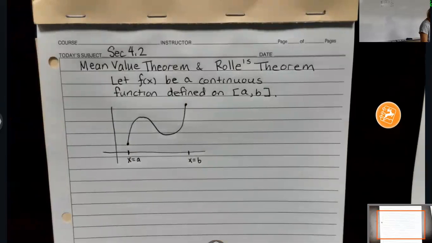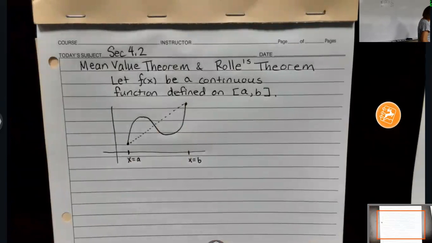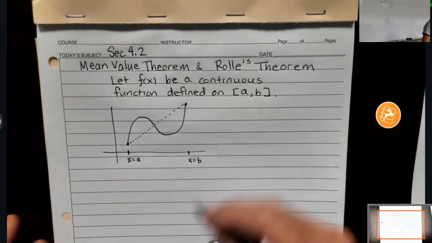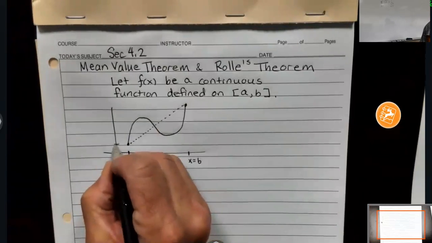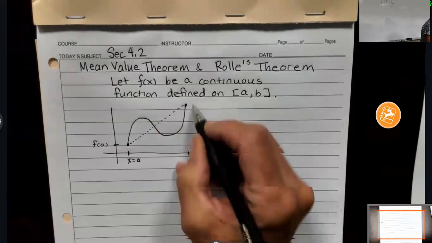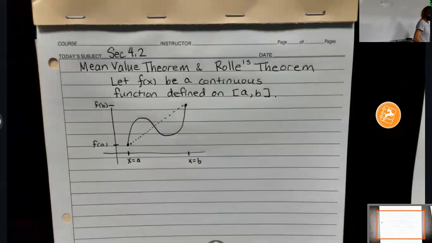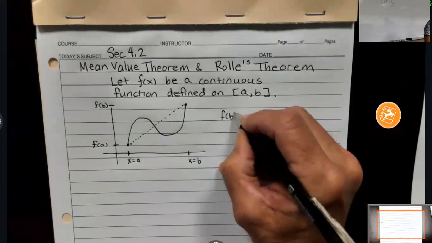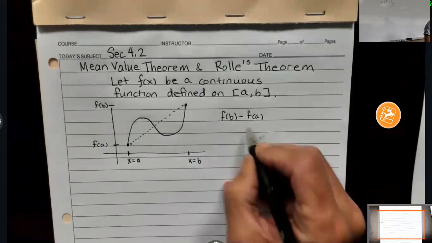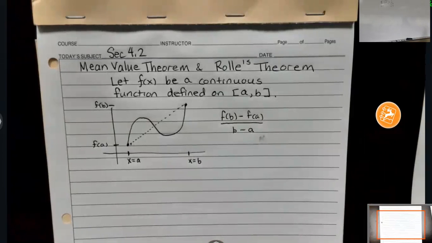The mean value of this function is the slope of this line. The slope of that line has as its ordered pair at this endpoint a, f of a, and the ordered pair at this endpoint is b, f of b. The slope of the line through those 2 points, f of b minus f of a, divided by b minus a, the change in y over the change in x, that's called the mean value of f on ab.